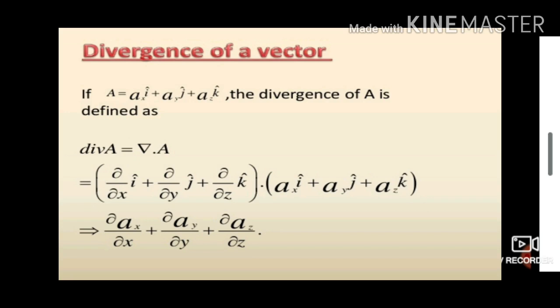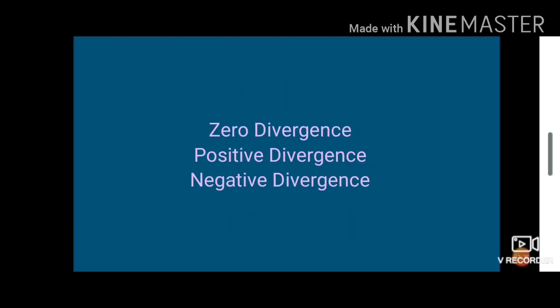Therefore the divergence of A bar is represented by del dot A bar, which is given by dou Ax by dou x plus dou Ay by dou y plus dou Az by dou z. This is the divergence of a vector field A bar. It is a scalar quantity. There are three types of divergence: zero divergence, positive divergence, and negative divergence.